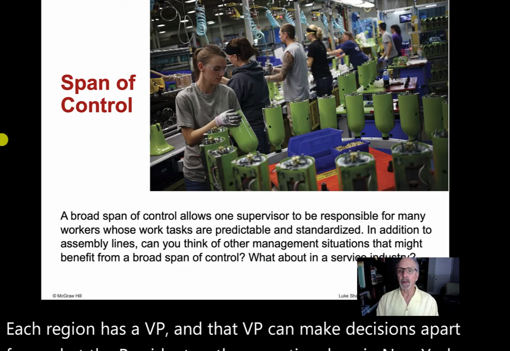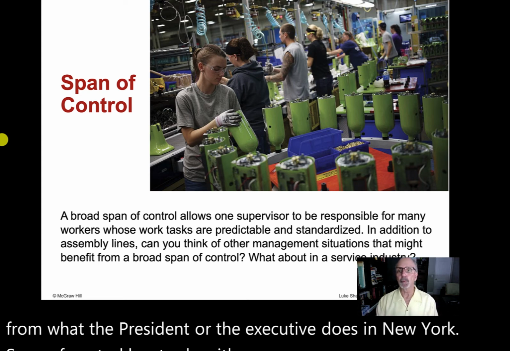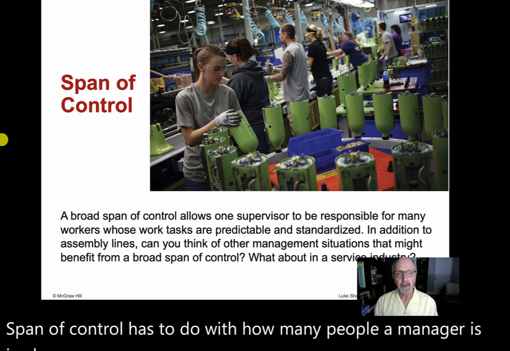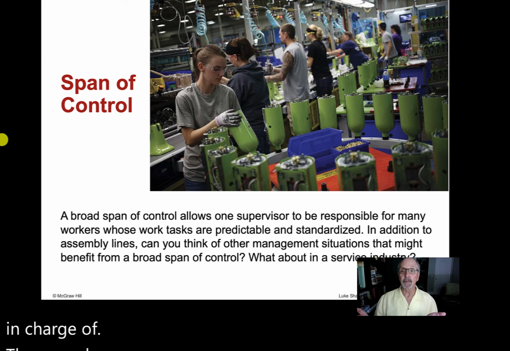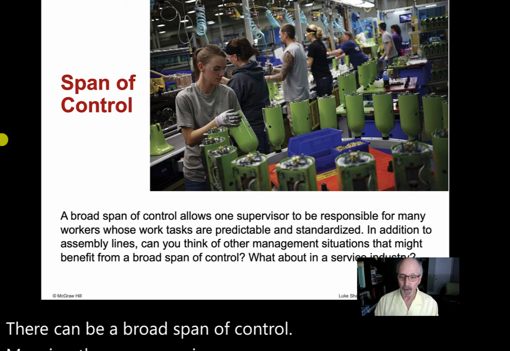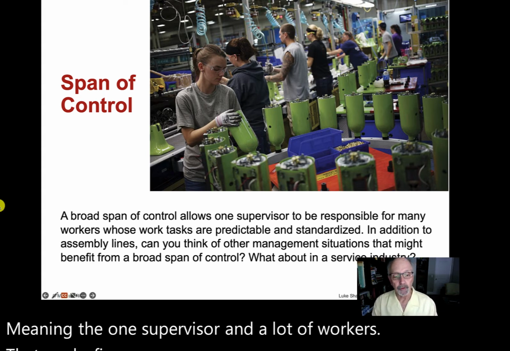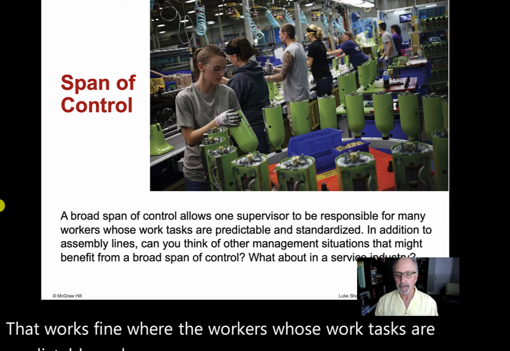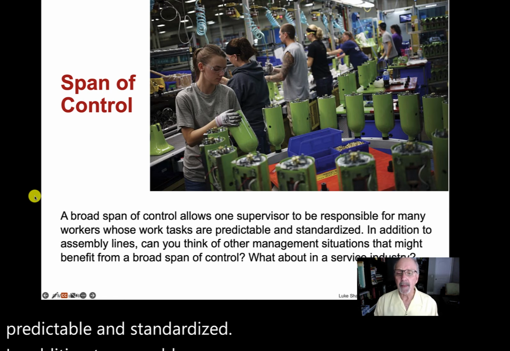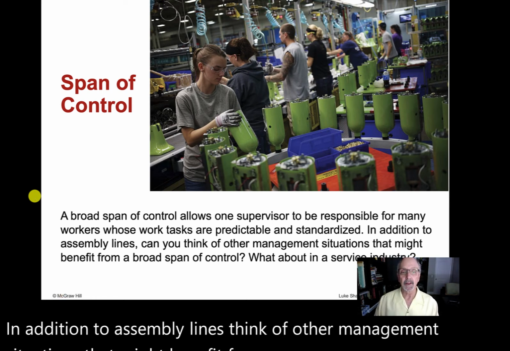Span of control has to do with how many people a manager is in charge of. There can be a broad span of control, meaning one supervisor and a lot of workers. That works fine where the workers' tasks are predictable and standardized. In addition to assembly lines, think of other management situations that might benefit from a broad span of control.